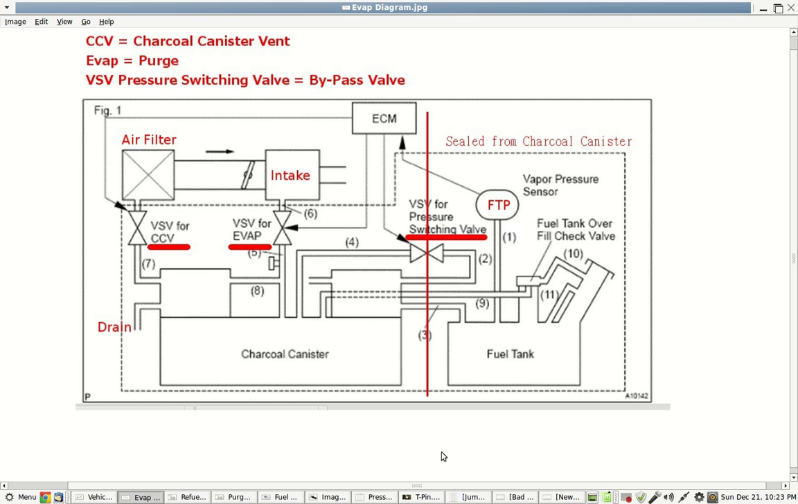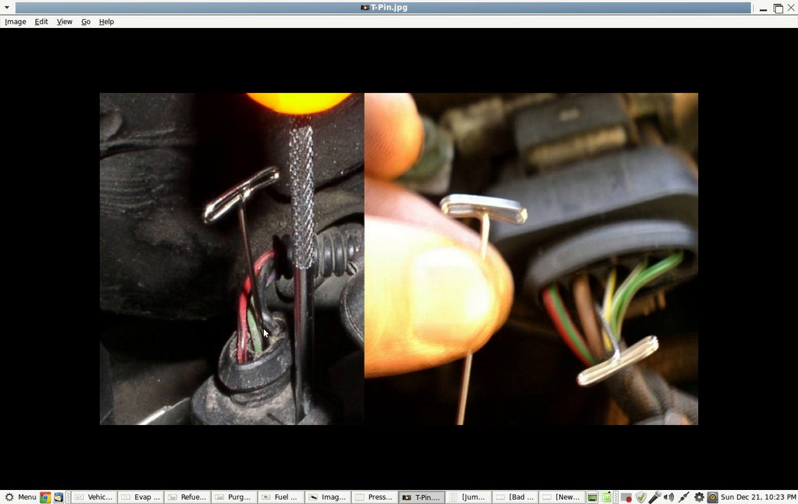The reason I typically do these manually is because, although I do have bidirectional control on the scan tool, I don't have the dealer scan tool. It will only activate the solenoids for about 10 seconds. That's not enough time for me, and I like to have full control over it. So I just manually activate them. And if you're going to do that, you can use a T-pin to jumper in just like this, and you take a test light.